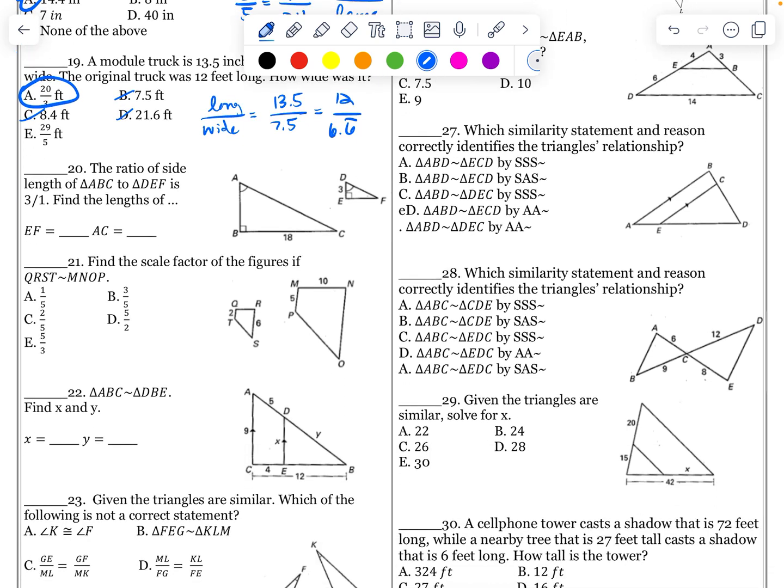The ratio of a side length of ABC to DEF is 3 to 1. So this is 3, this is 1. That means EF is this one, so I need to divide by 3 to get down there. 18 divided by 3 is 6. And then AC, it's a right triangle, so I have to do some math. AB is a little easier. This one is going to be times 3, so AB is 3 times 3, 9.